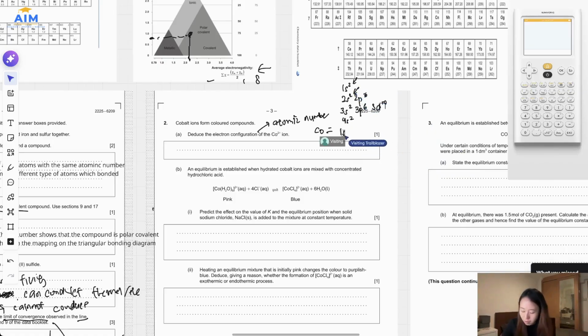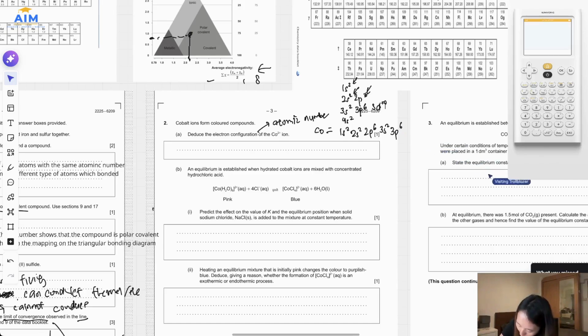If we have 27, it means we keep adding electrons. 1s2 means there are already 2 electrons, then 2s2, 2p6, then after 2p6, you go to 3s2. The total is already 10, then 12, then put another 3p6, it becomes 10, 12, 18. So we are left with 9 more.